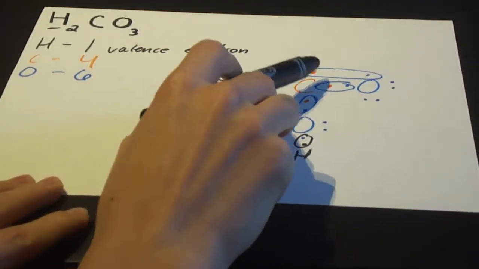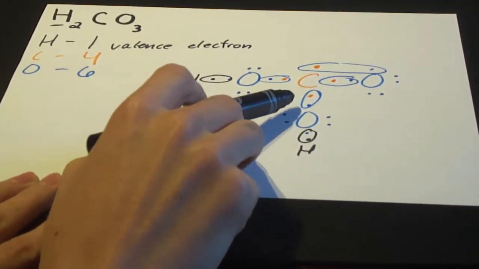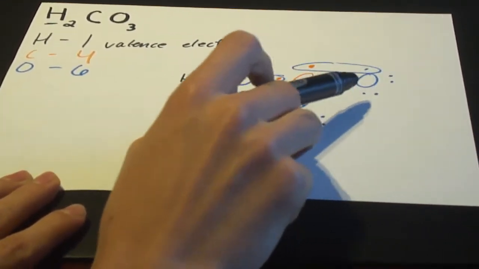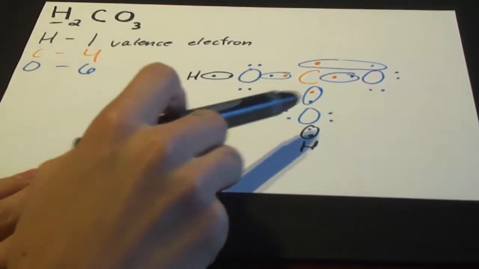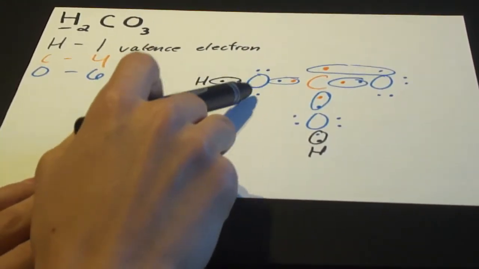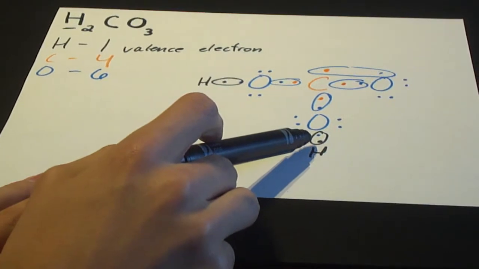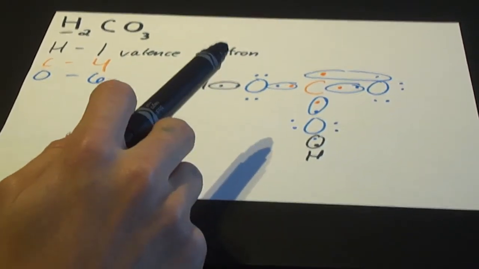Carbon has 2, 4, 6, 8 electrons, which fulfills the octet rule. This oxygen has 2, 4, 6, 8. This oxygen 2, 4, 6, 8. This oxygen 2, 4, 6, 8. Now, however, these hydrogens only have 2 electrons, but that's okay because it fills up the first energy shell.